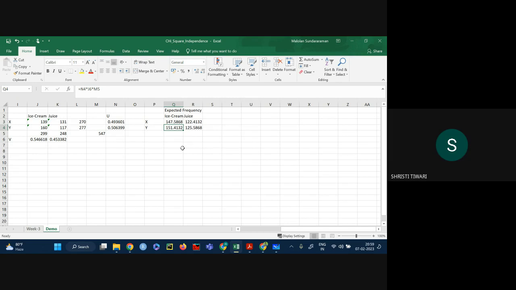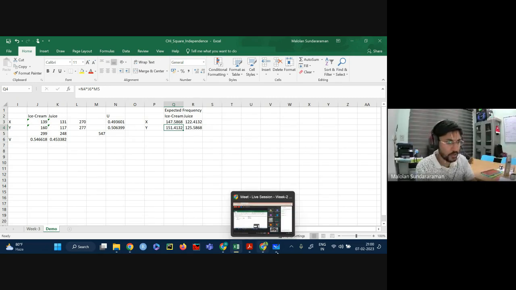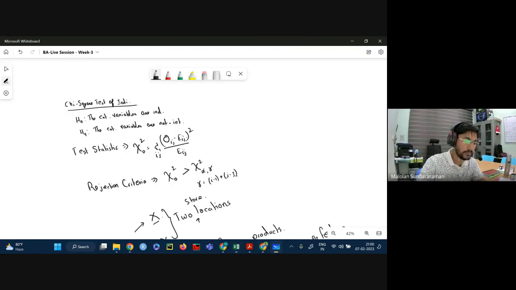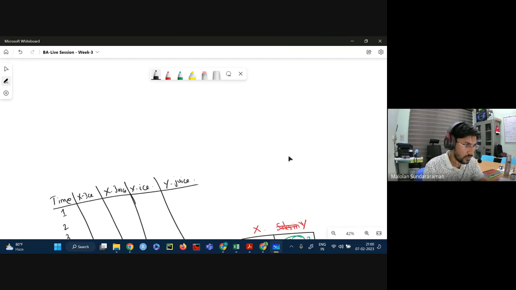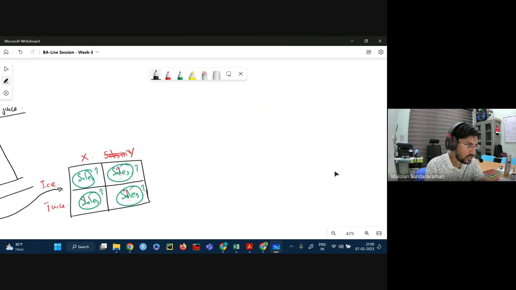Excuse me, sir. Would you please explain how you calculated this expected frequency and what are these U and V values? U and V are computational coefficients. Okay. So, in your contingency table, let me draw it again.